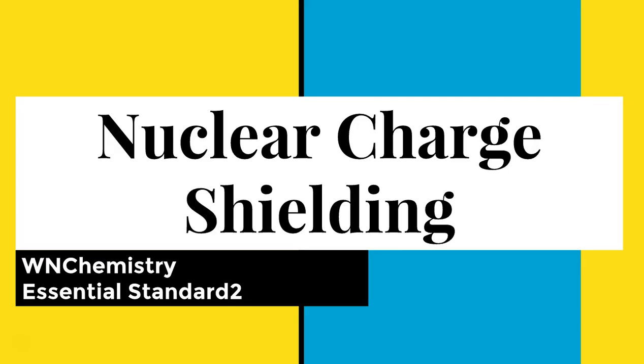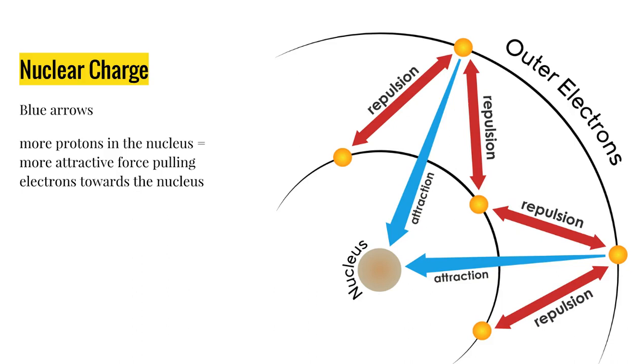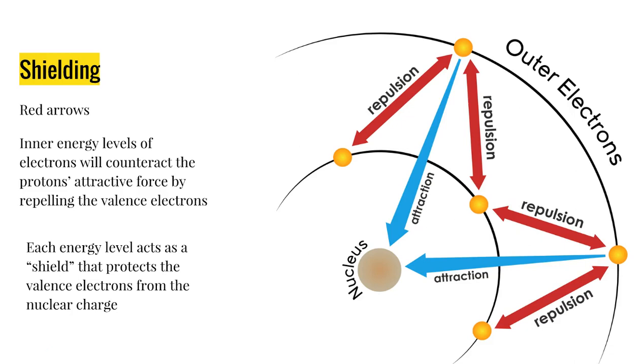As you can see from the picture, there is a counter force in play, and that's what we call shielding. Those negative electrons all repel each other. So the inner electrons are repelling the outer electrons and pushing them away. So it's counteracting that attractive force. We call these inner electrons shields. They're protecting the valence electron from the nuclear charge. The more inner energy levels you have, the more shields you have counteracting the attractive force.